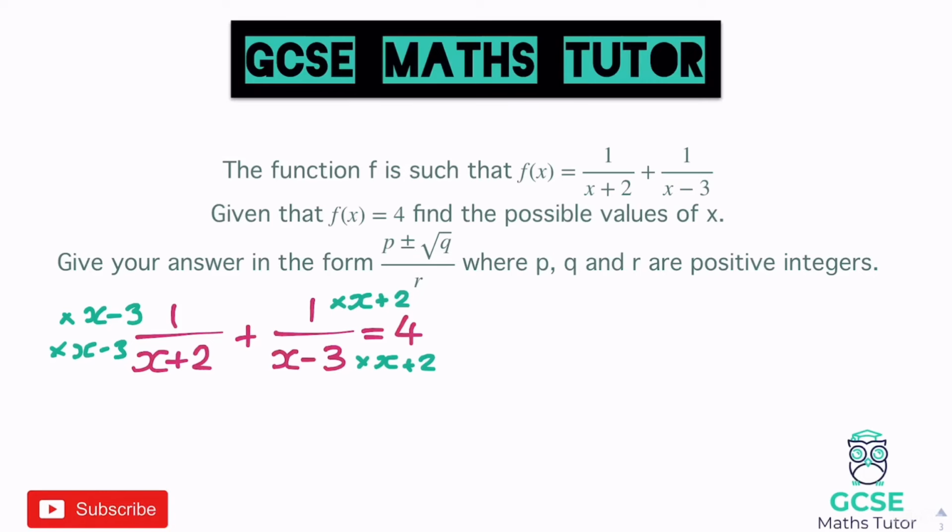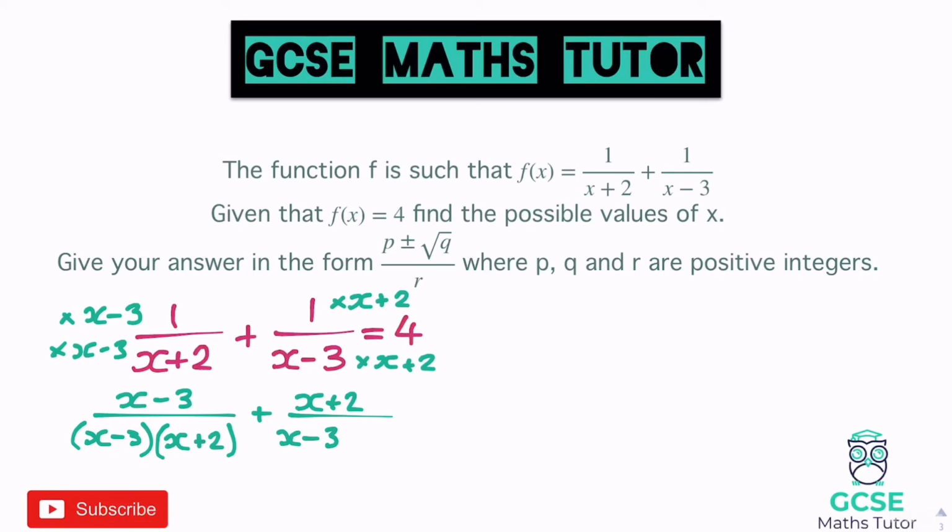So on the top, if we do the one on the left to start with, it's only 1 on the top, so that's quite nice. We have x minus 3 all over, and we've got a double bracket on the bottom there, which is x plus 2, x minus 3. We can just leave that in a double bracket for the moment. That's x minus 3 and x plus 2. And we're going to add to that the right fraction, which is only a 1 on the top again, so we've got 1 times x plus 2, so x plus 2 on the top, and on the bottom we've got our double bracket there, x minus 3 and x plus 2. And again, that's all equal to 4.